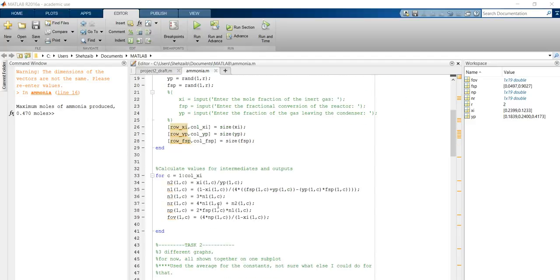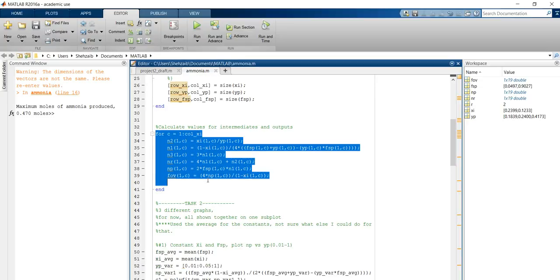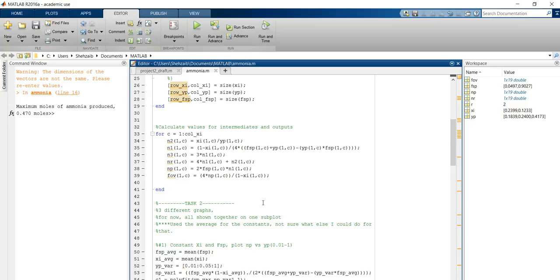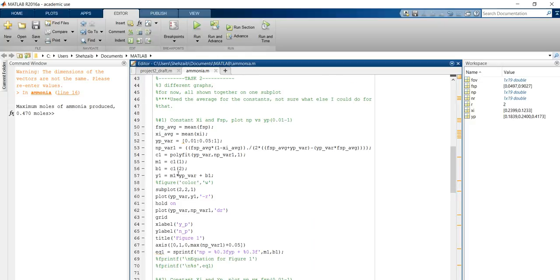Okay, so we left off our last video at the point where we now perform calculations according to the equations that we found, and we find all the variables according to the equations in this loop right here. At this point, after this, our second task is to graph them, and there are three different graphs that we have to produce.